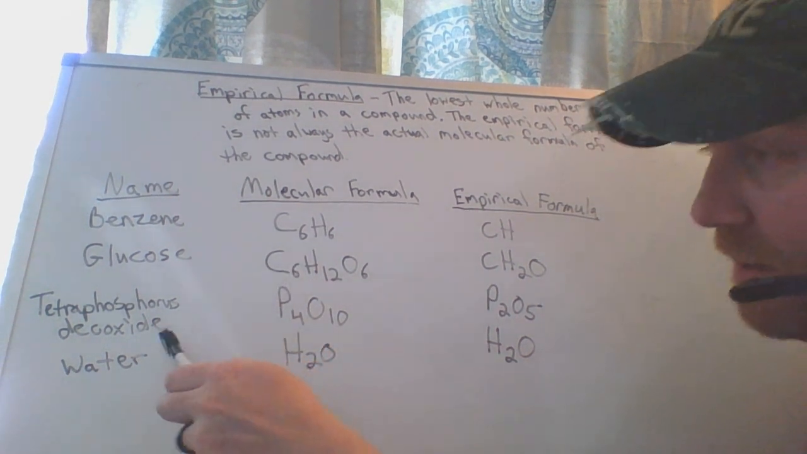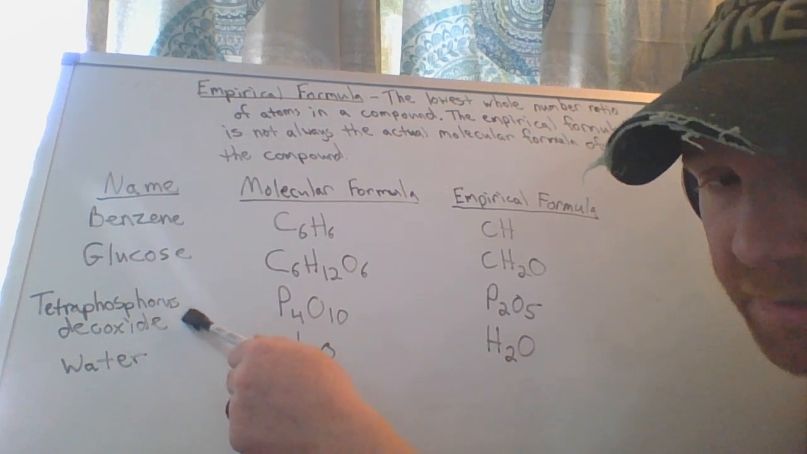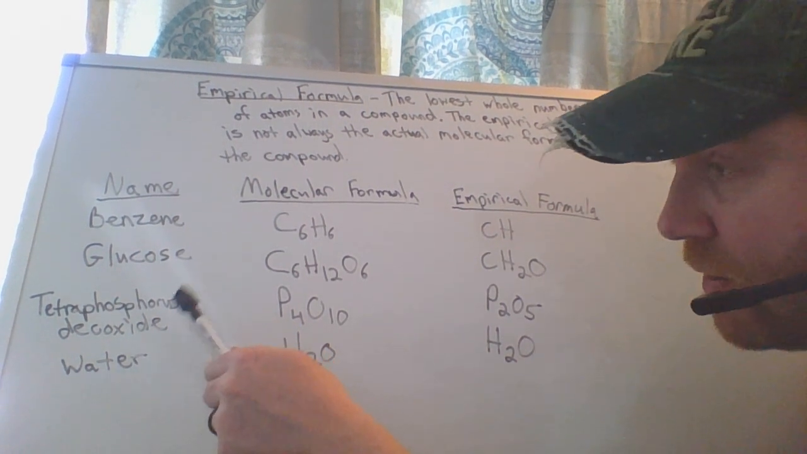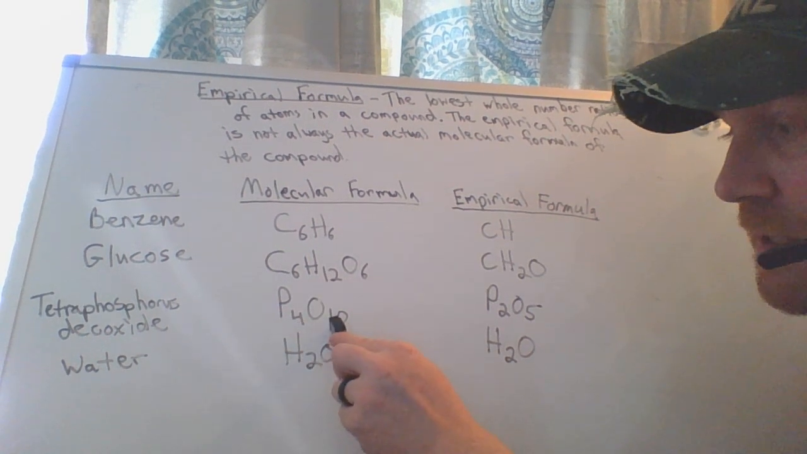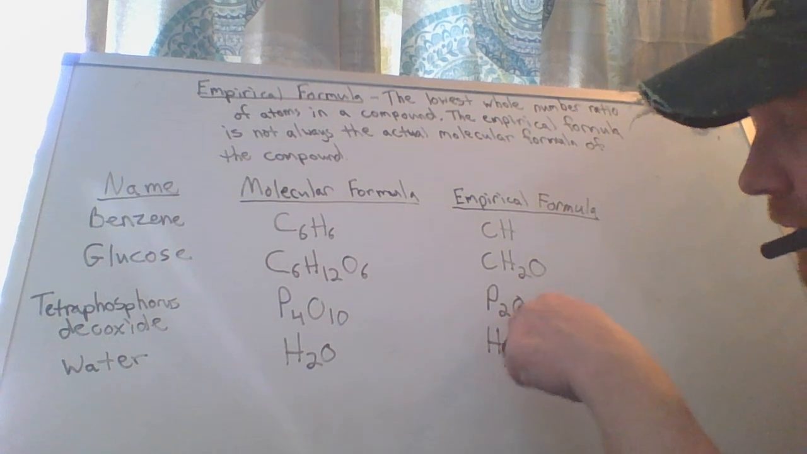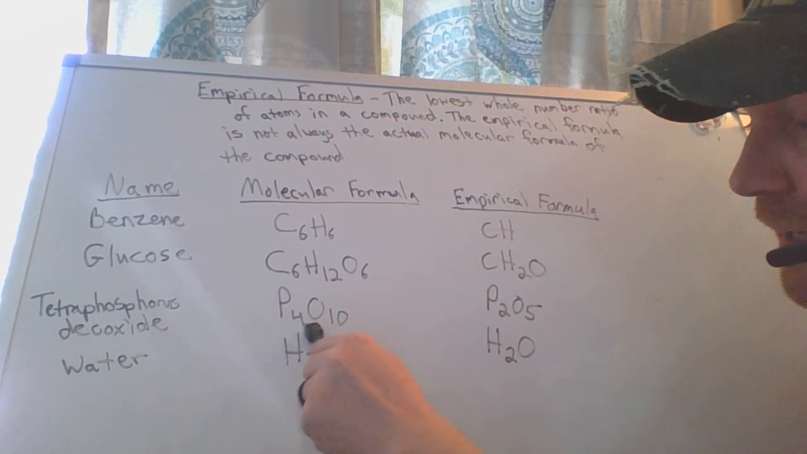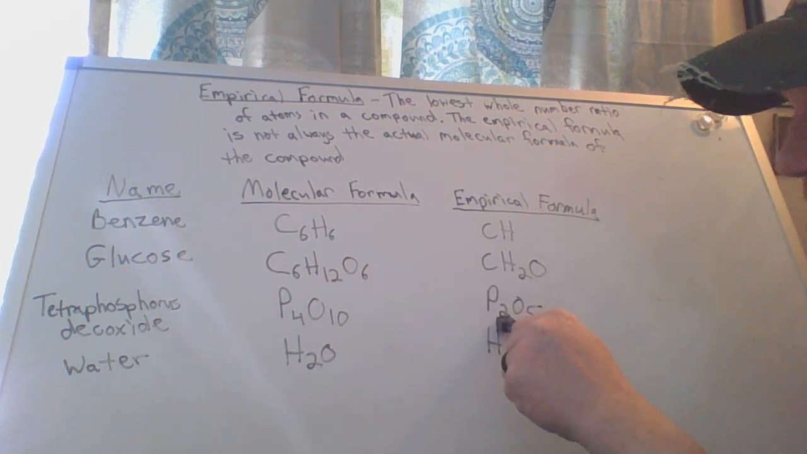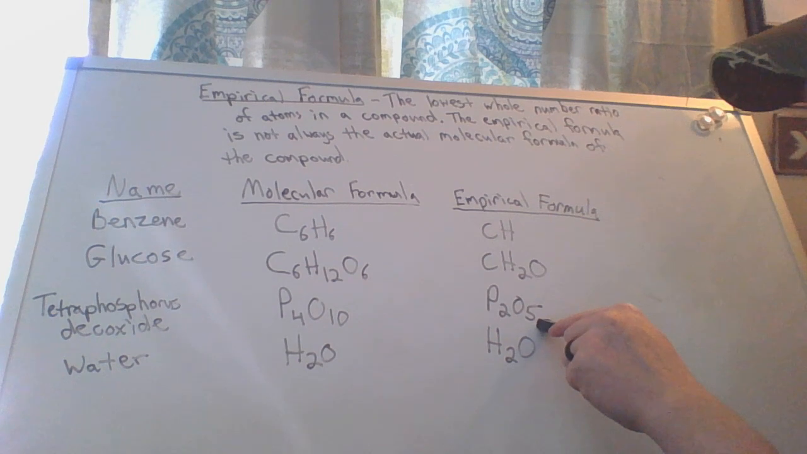Real quick, here's another one, a covalent compound. I figured I'd throw this on here because we did covalent compounds not too long ago. Tetraphosphorus decoxide, P4O10. That's the actual molecular formula. Can it be simplified? Yep. P2O5 is the empirical formula. Everything can be divided by 2 to get the simplest whole number ratio. For every 2 phosphorus atoms, there are 5 oxygen.